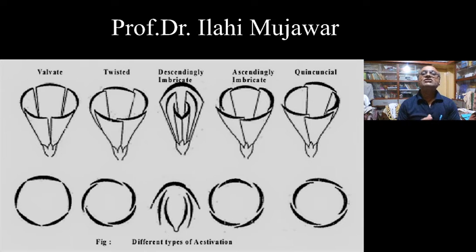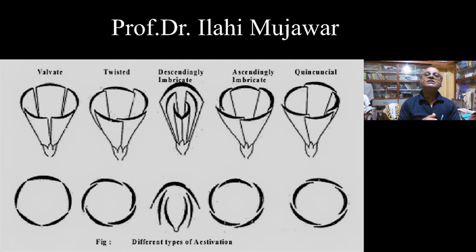Today we will discuss a new word, that is estivation. This is most important in the study of morphology of the flower as well as in the study of family. What is estivation? Estivation is nothing but the mode of arrangement of floral whorls. Which are floral whorls? Calyx and corolla in the bud condition, which is called estivation.